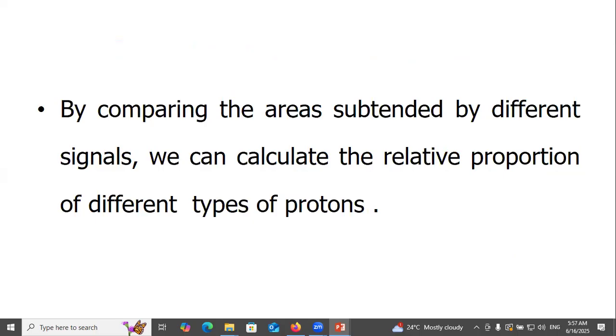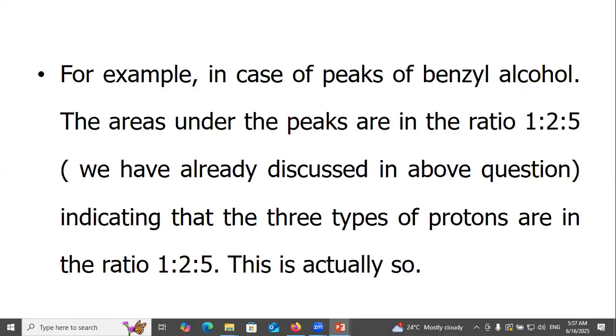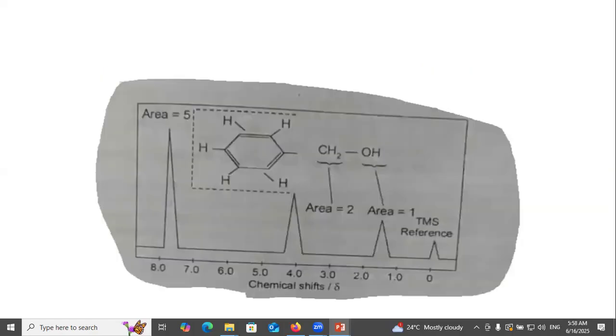By comparing the areas subtended by different signals, we can calculate the relative proportion of different types of protons. For example, in the case of benzyl alcohol, the areas under the peaks are in the ratio 1:2:5. We have already discussed this in the above question, indicating that the three types of protons are in the ratio 1:2:5. This is actually so.